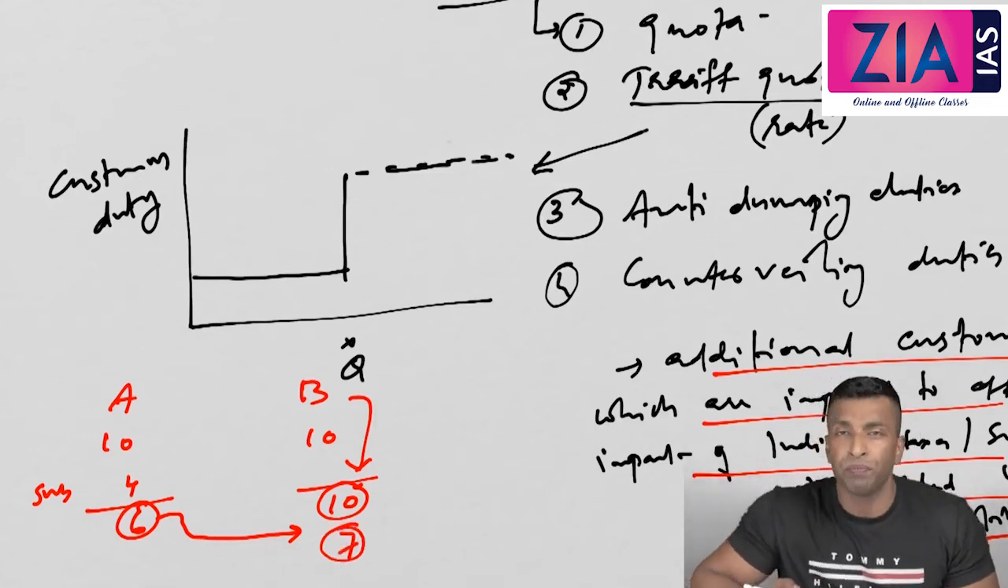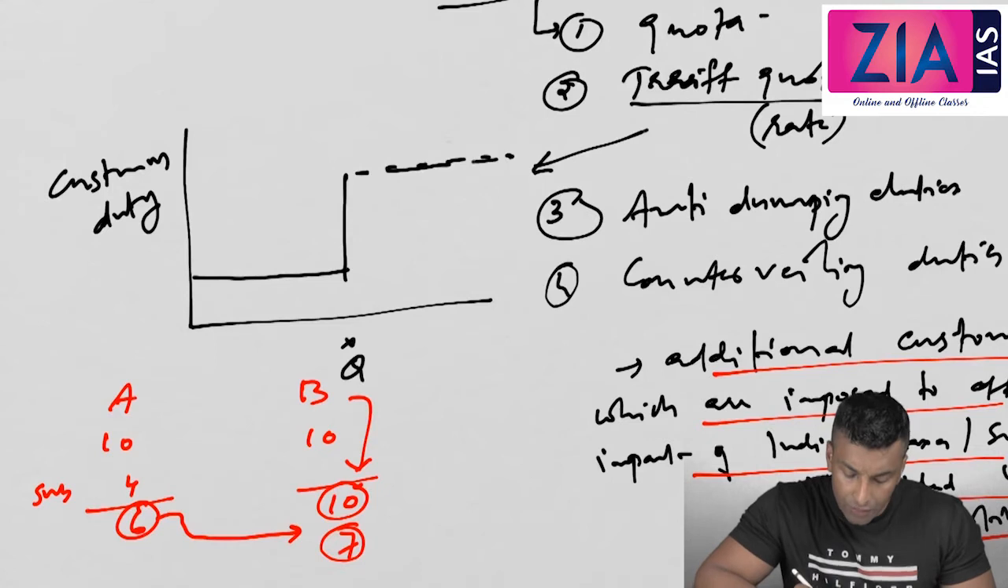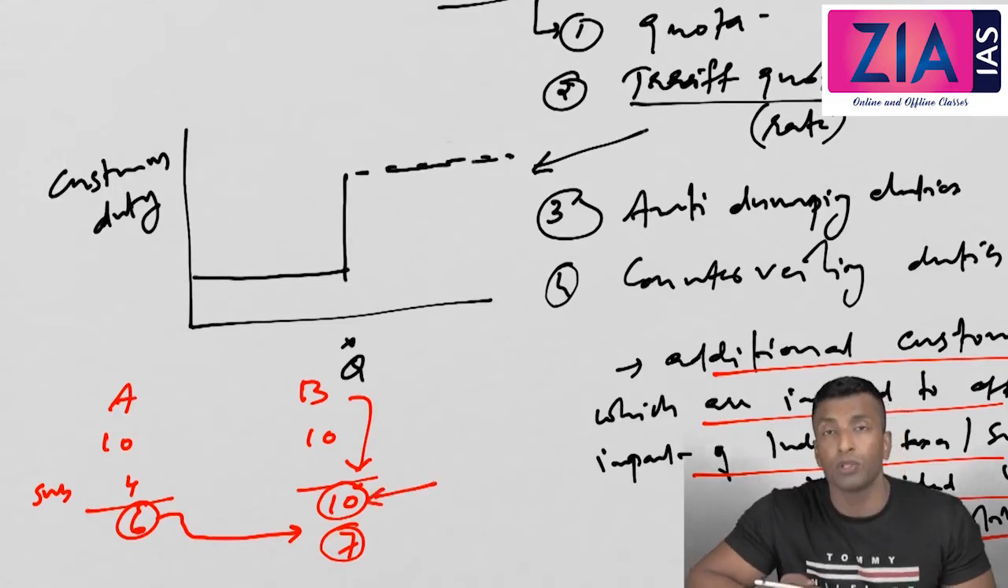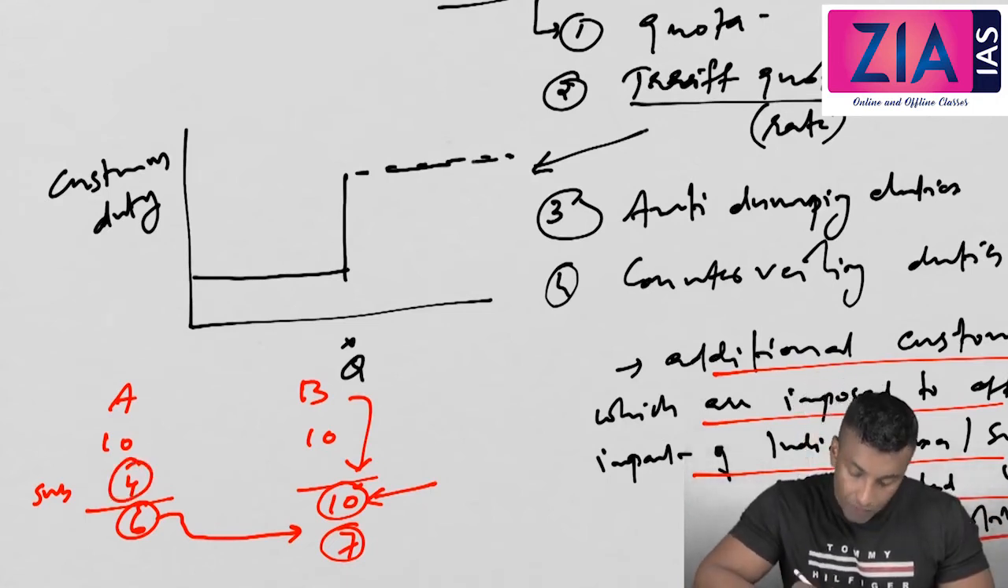Okay, so what will happen? Because of this subsidy, he is capable of exporting and selling it at a very cheap price, and that will actually create a huge problem for the domestic manufacturers or domestic industries. Now what the government can do to offset this subsidy is add 4 extra.